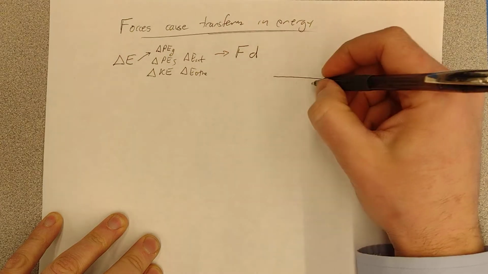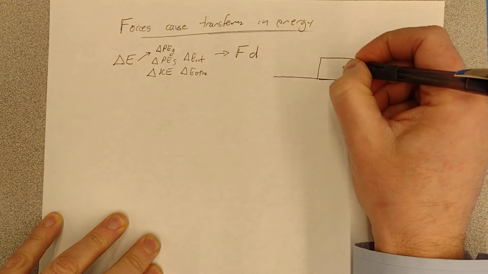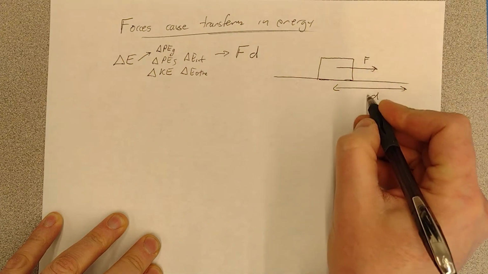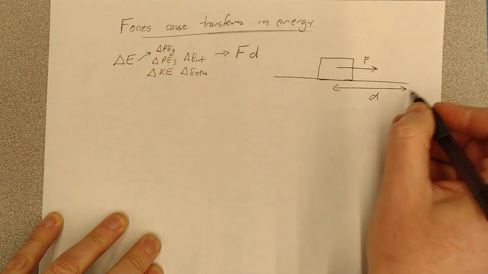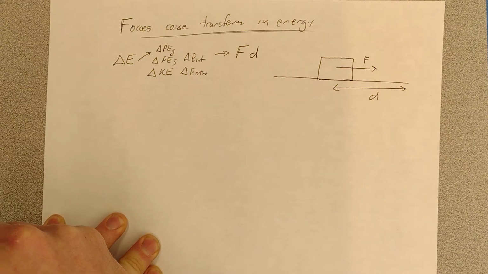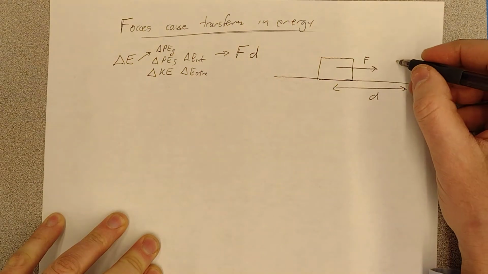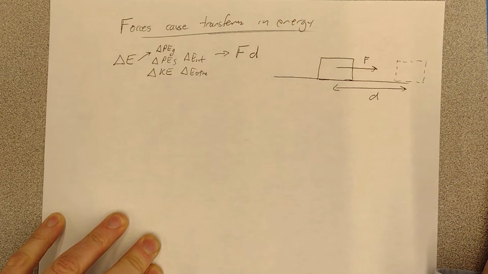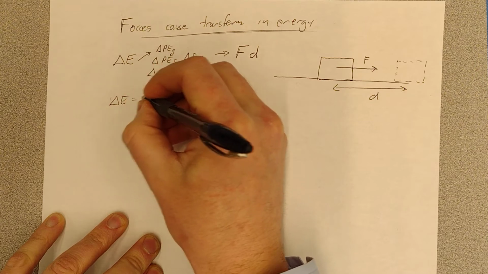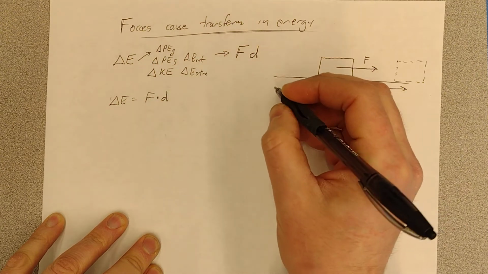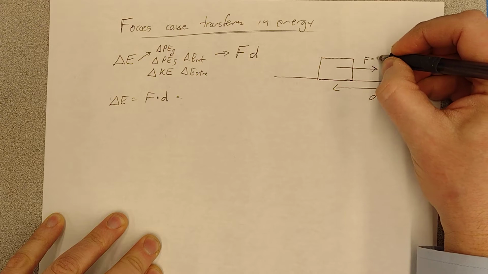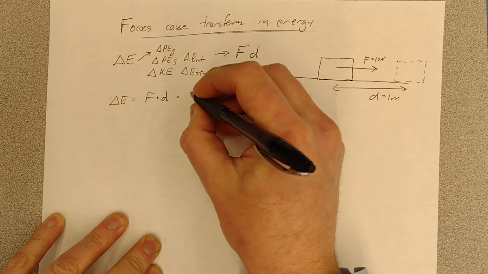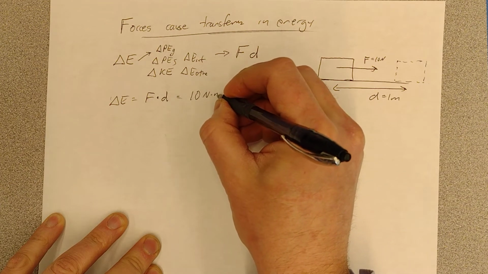So if you want to change something's kinetic energy, right, you apply a force to it, and it turns out the distance we apply that force for ends up causing the change in energy. It's pretty cool. So if it moves a meter, a force of 10 newtons, the change in energy ends up being force times distance. So if this is, let's say, 10 newtons over a distance of 1 meter, that ends up changing the energy by 10 newton meters.